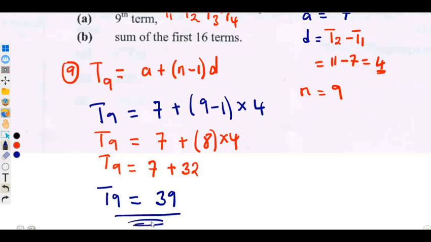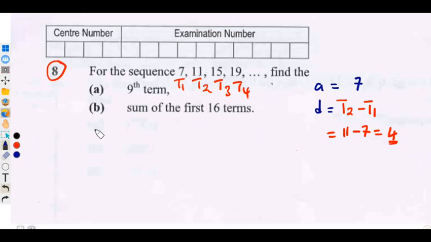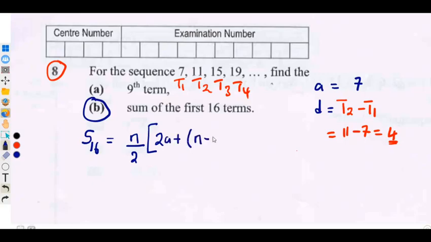So this was our term 9. So we have answered our question A. Alright, so we now come to our question B right here. Find the sum of the first 16 terms. So we are going to write our formula. Sum of 16 terms is equal to n over 2, open square bracket, 2a plus open bracket n minus 1, close bracket, times d.